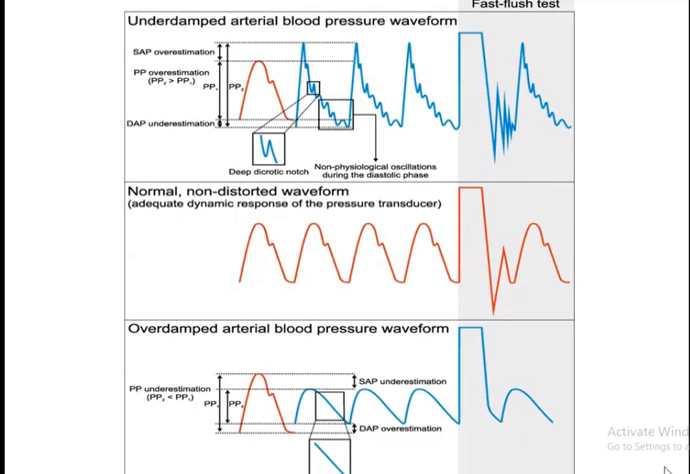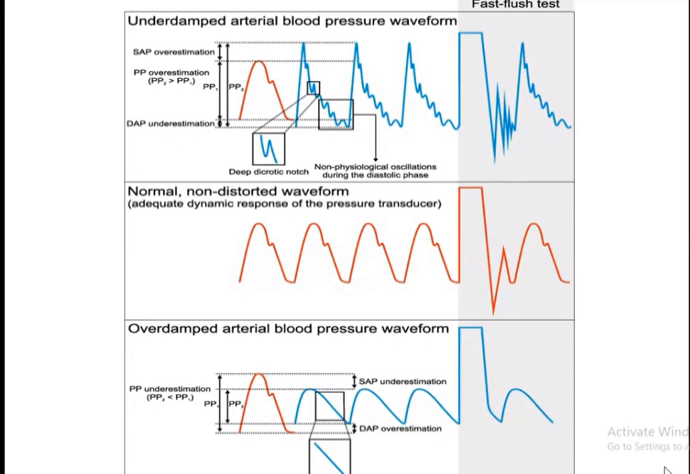So how do you know? You will do a simple flush test. What you will do, you open the stopcock and you will do the flush. What flush? Normal saline, whatever is there in your bag, you will just flush the fluid into the artery. As you can see, the tall square wave, that is the flushing of the fluid.